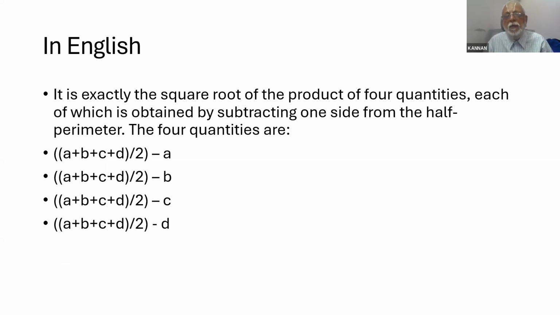That is the translation. Now, if we use symbols, the semi-perimeter becomes (A + B + C + D) divided by 2. And the 4 quantities mentioned by Brahmagupta are that semi-perimeter minus A is one quantity, semi-perimeter minus B is another quantity, and so on. In this way, we get 4 quantities. We take the product of these 4 quantities, then take the square root. That is exactly the area. Now we have understood Brahmagupta's area formula and the way in which he describes it.